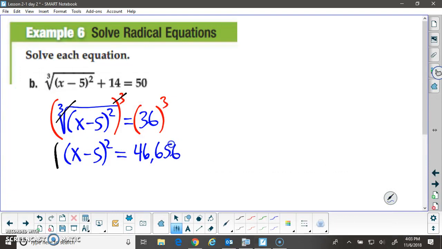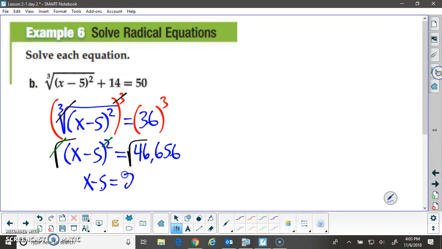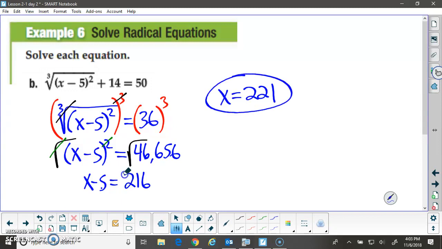Then we want to square root both sides, and in square rooting both sides, the square root and the square would cancel over here. That gives us x minus 5 equals, if we square root that value, 216. Add 5 to both sides, and we get 221. Now, do we check to see if that is a real solution? Actually, we don't need to, because cube roots never have extraneous solutions. Square roots and fourth roots can, but cube roots never have extraneous solutions.